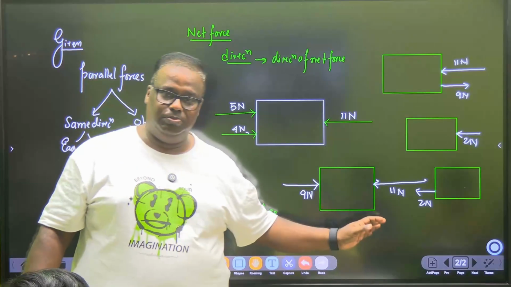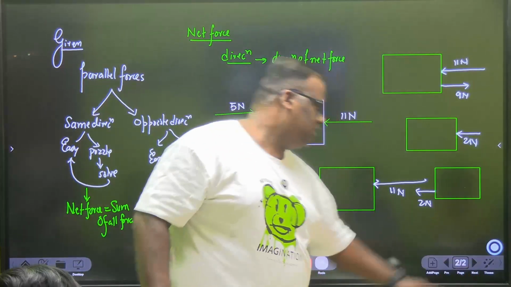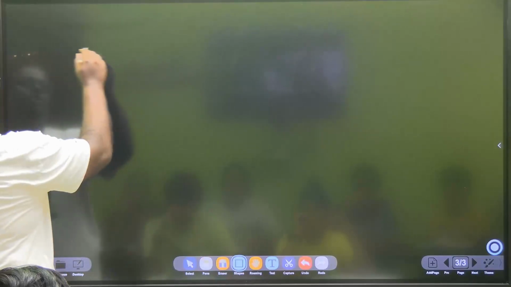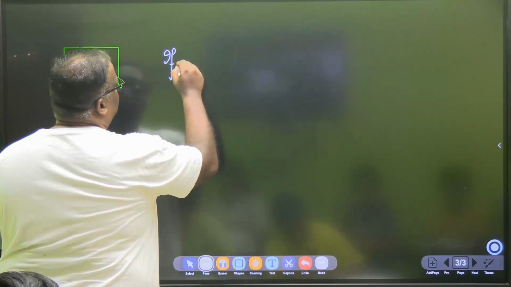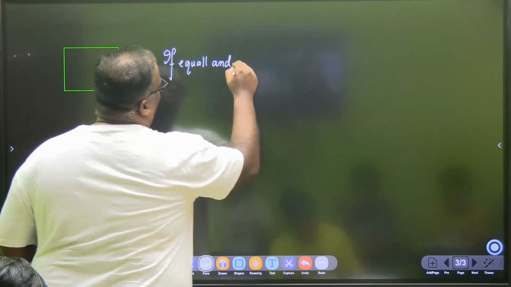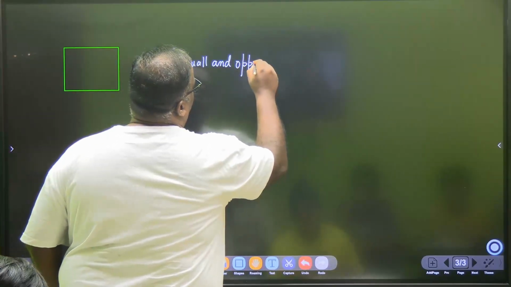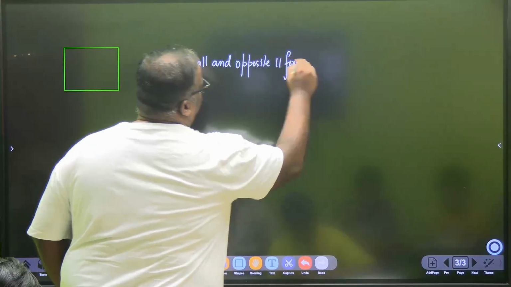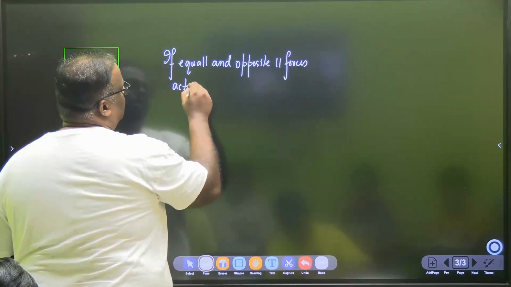Is this clear now? Now in this system of forces, you haven't written, you haven't made the diagrams. So there are some more interesting things. Okay. So we say if equal and opposite parallel forces act on a body.